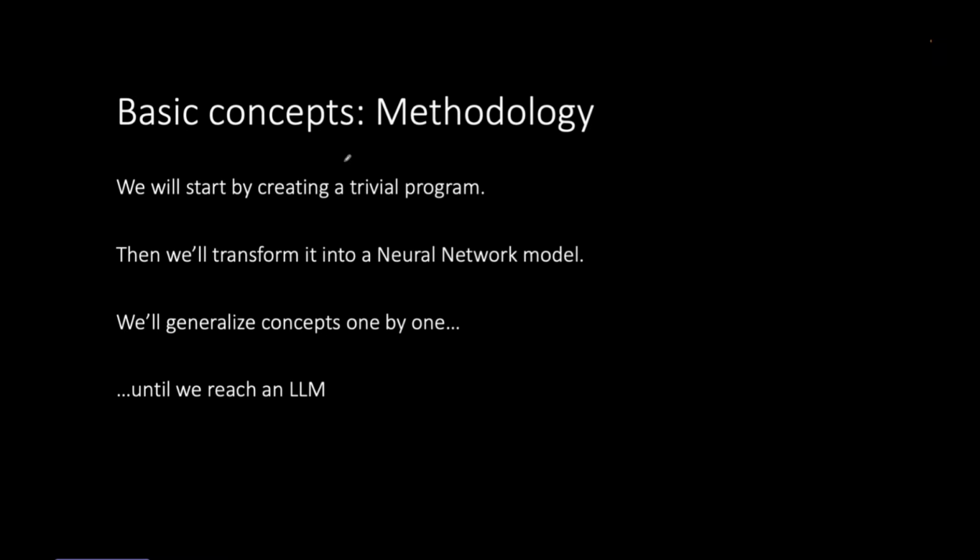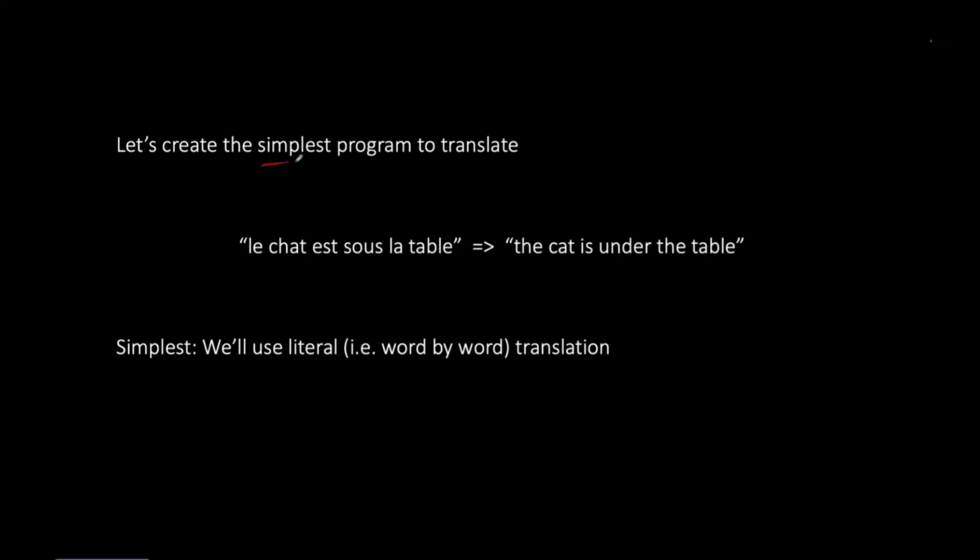And the methodology, what I said, I'm going to start with a trivial program, and we're going to go over that and try to transform it first into a simple neural network, and then step by step transform it into an LLM. The idea is to create the simplest program to translate one sentence, let's say in French, to another sentence in English. And the core idea is the simplest program. We're going to use a literal translation. That means word by word translation.